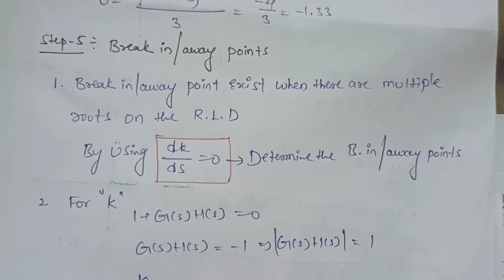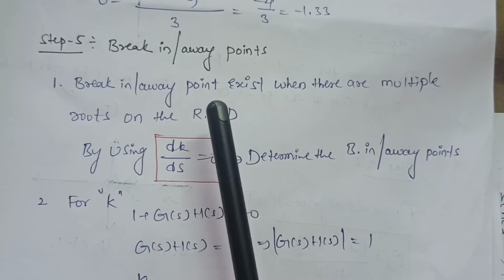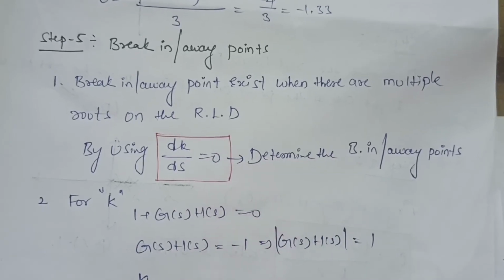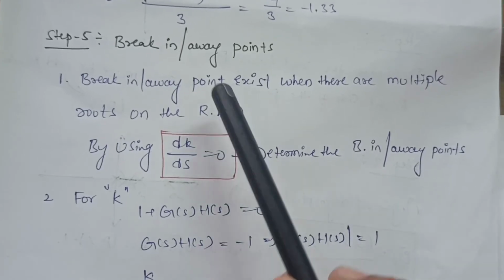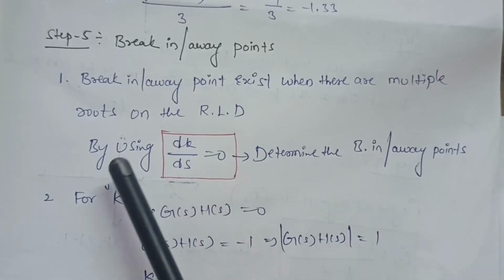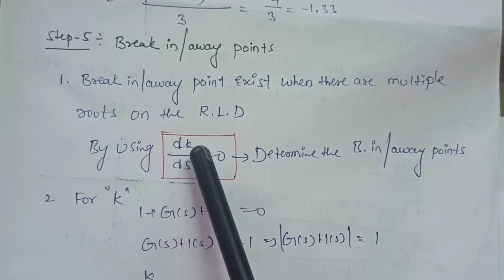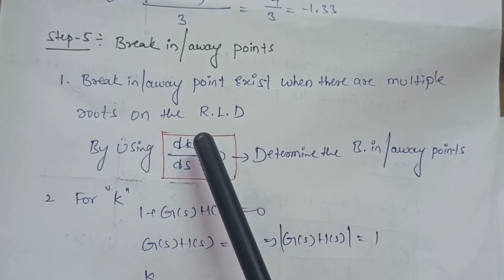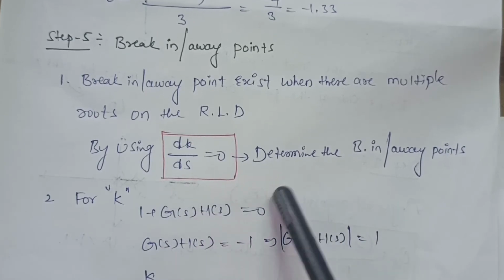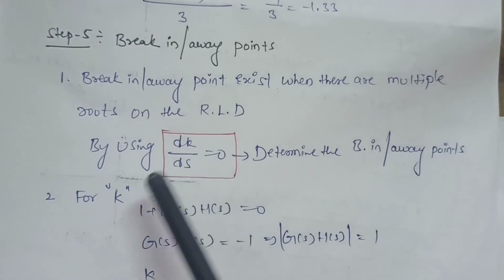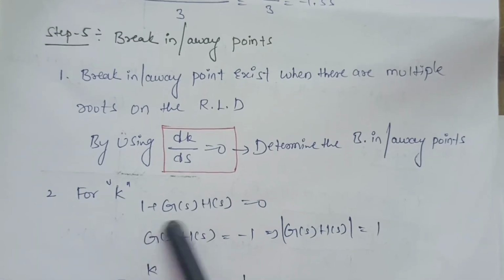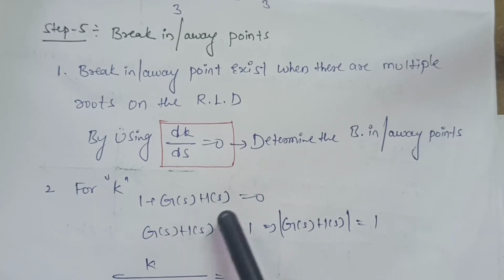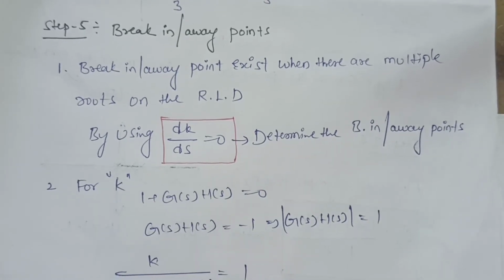Where do the breakaway and break-in points appear? If the open loop transfer function has multiple roots on the root locus, then a breakaway or break-in point will appear. We find that point by differentiating K with respect to s, dK by ds. What is K? For K we need the characteristic equation, 1 plus G(s)H(s), using the open loop transfer function, and we need to find the K equation.